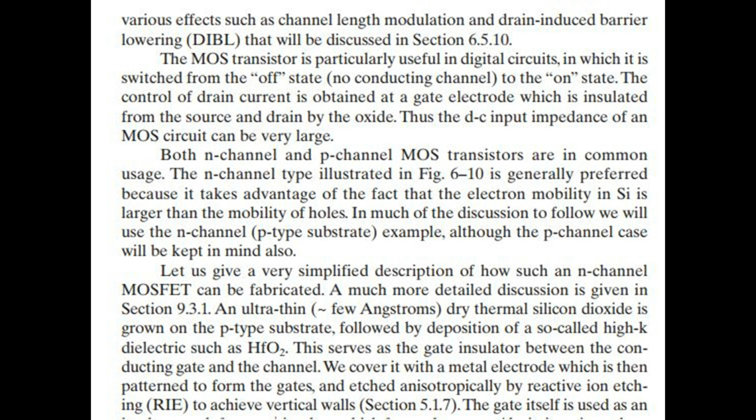An ultra-thin, few angstroms, dry thermal silicon dioxide is grown on the P-type substrate, followed by deposition of a so-called high-K dielectric such as hafnium dioxide. This serves as the gate insulator between the conducting gate and the channel. We cover it with a metal electrode which is then patterned to form the gates, and etched anisotropically by reactive ion etching, RIE, to achieve vertical walls, section 5.1.7.